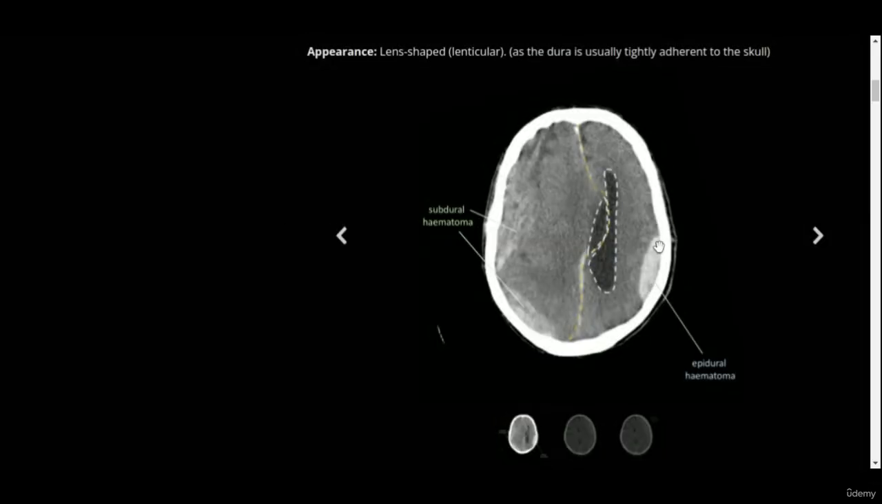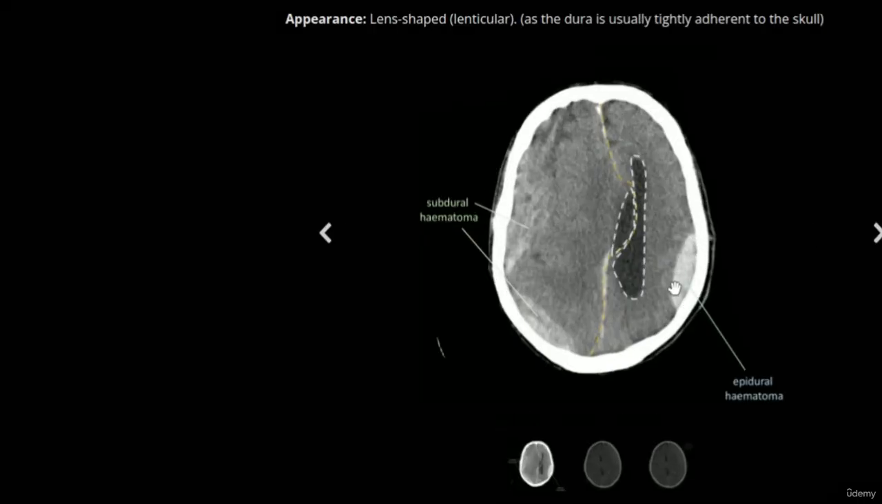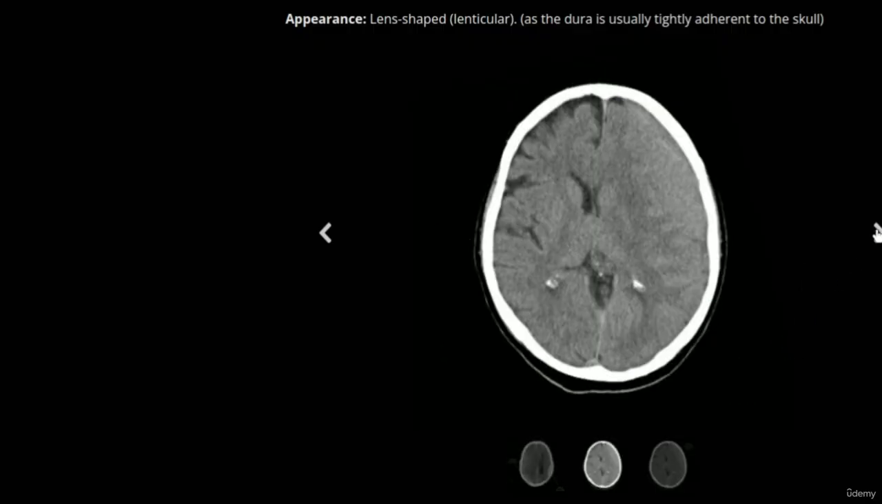So this lens shape is a synonym of epidural hematoma because we have the skull here, and also we have here the dura. So we have this hematoma between the dura and the skull. So we have this lens shape, and hyperdensity means we are in the acute phase. So we have epidural hematoma in the acute phase.